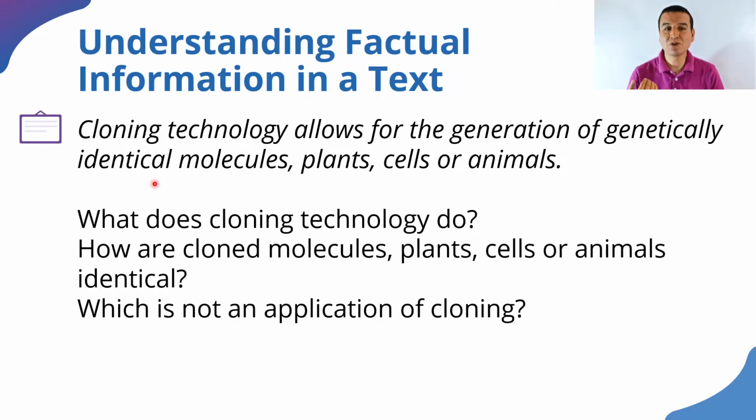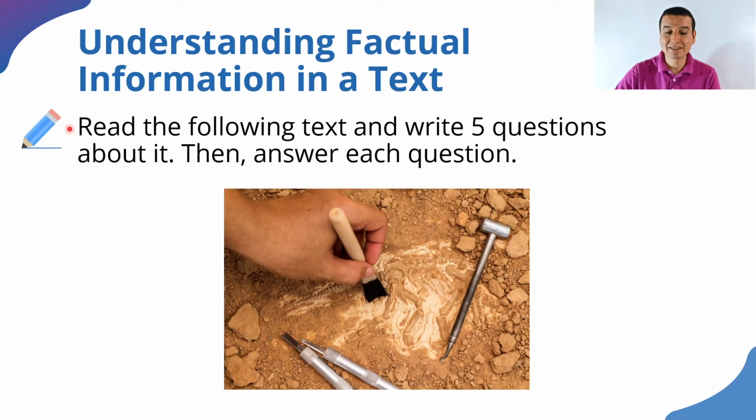All right? I'm sure that you have different questions, but these are just examples that help us apply what we have told you about writing factual questions about a text. Now, I am going to give you a text and you are going to write some questions about it. So this is the practice activity. Read the following text and write 5 questions about it. Only 5. And you have enough information here for your questions. Then answer each question, because that will help you understand this even better.